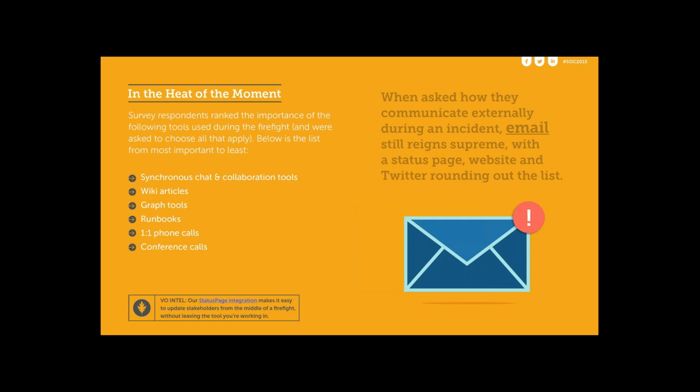Additionally, this is a new question this year in the survey. We asked people how they communicate externally during an incident. So not just how you're talking to your team members during the firefight, but how are you communicating to others? Email was the number one answer, followed by status page, website, and Twitter. So now, as Todd mentioned earlier, people know that there are going to be outages, they know that things are going to happen, but now it's a matter of how quickly and truthfully you can communicate with your customers about that situation.